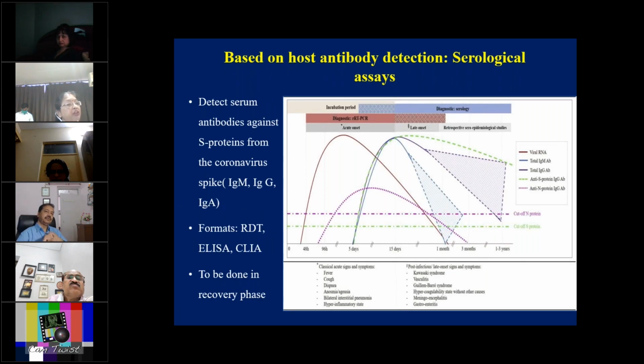But if it's negative, which is in most of the cases, then you have to go for RT. It has to be confirmed by RT. Then, because of the lack of time, I'll skip the antibody detection, and otherwise also it is not for the diagnosis, but for other purposes.